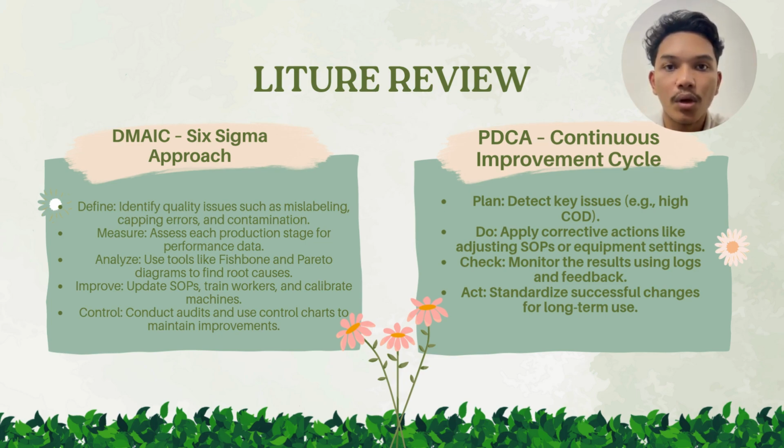On the right side, we have the PDCA cycle, also known as plan, do, check, act. Plan: we detect issues such as high COD level. Do: we apply solutions like changing SOPs or adjusting machine settings. Third, check: we monitor results using logs and feedback. And lastly, if the solution works, we standardize it for long-term use.